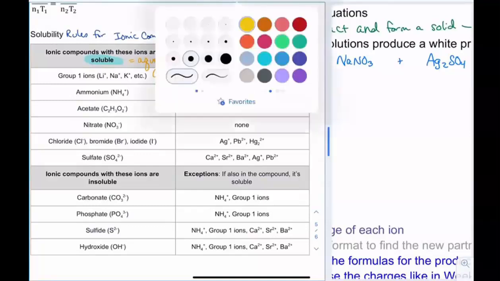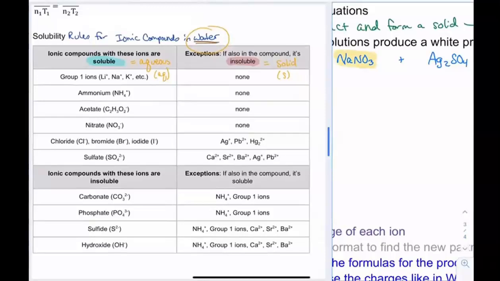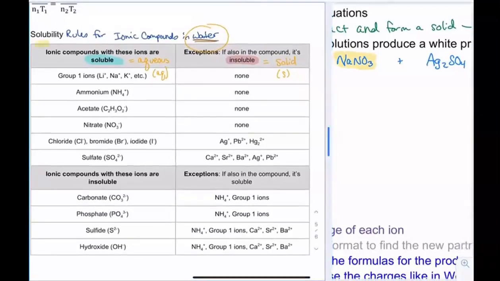One of them is NaNO3. So we're going to go to the solubility rules. Remember, we start on the left, and we try to find one of the ions that is in our compound. So we're going to look for either sodium or nitrate. Doesn't matter which one. In this case, they're both listed. So I happen to see nitrate first. I see that nitrate is in the soluble section, but I'm going to check for exceptions. Nitrate has no exceptions. So all compounds containing nitrate ions are soluble.